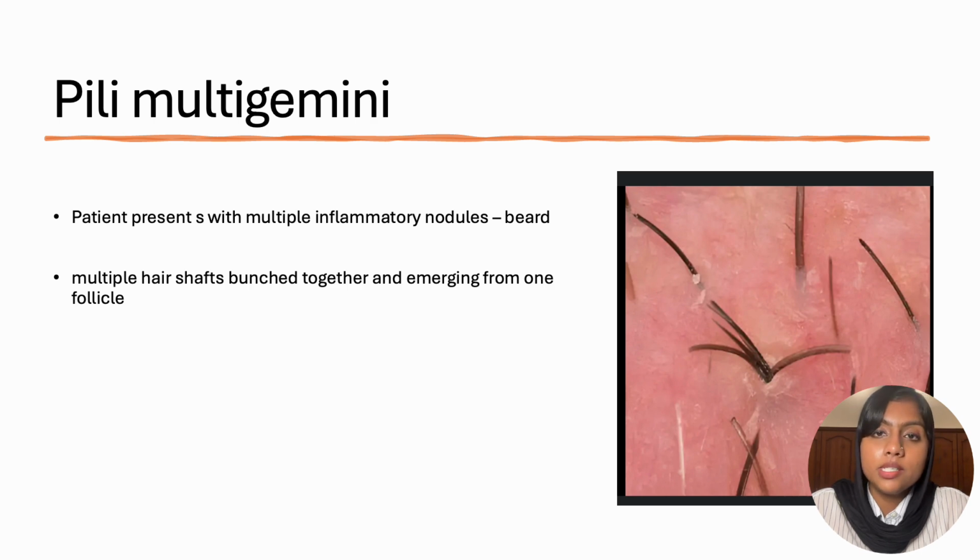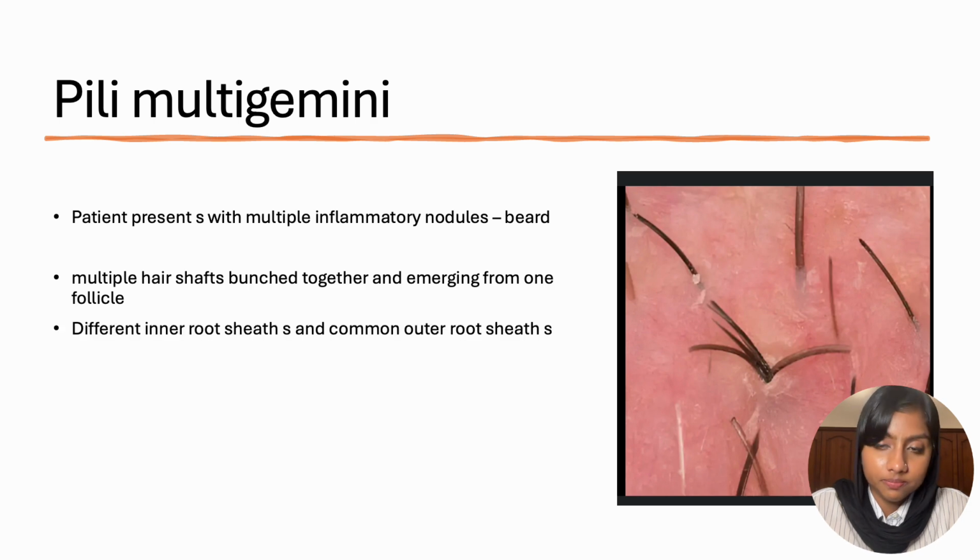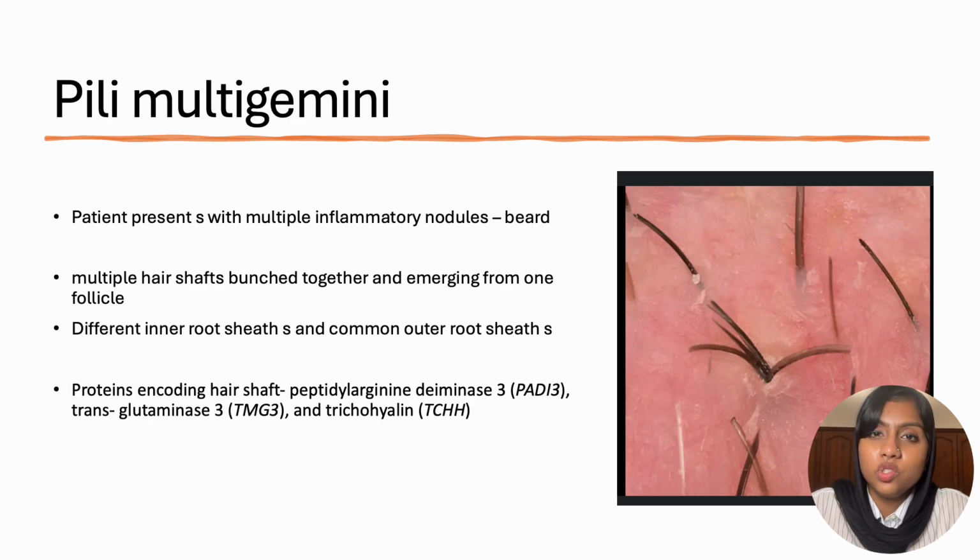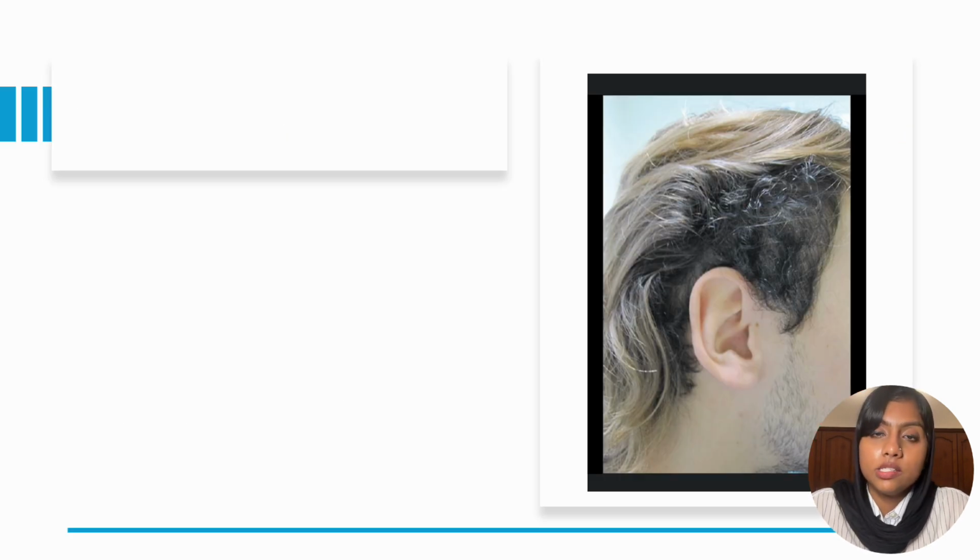In this case, what happens is that these hairs have different inner root sheaths, but they all have one single outer root sheath, which is why they appear as if they're sprouting out of a single unit. Generally, this can produce inflammatory reactions in the skin, which is why they present with inflammatory nodules. And this is basically because of a couple of genetic mutations that are associated with the following genes that are depicted in the slide. So let's go for the next and the last disorder.